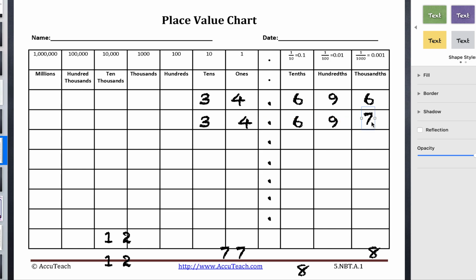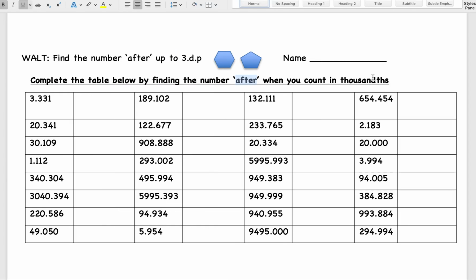Okay, because in the hexagons and pentagons group, you're finding what comes after a given decimal number when you're counting in thousandths. That's the third space after the decimal point. So let's look at your activity. Very simple stuff to begin with. How about this one for an example? 132.111. And this number there is 1 tenth, 1 hundredth, and 1 thousandth. Remember, we're finding the number that comes next when you count in thousandths. So this column needs to be increased just by 1. 1 thousandth plus 1 thousandth is 2 thousandths.